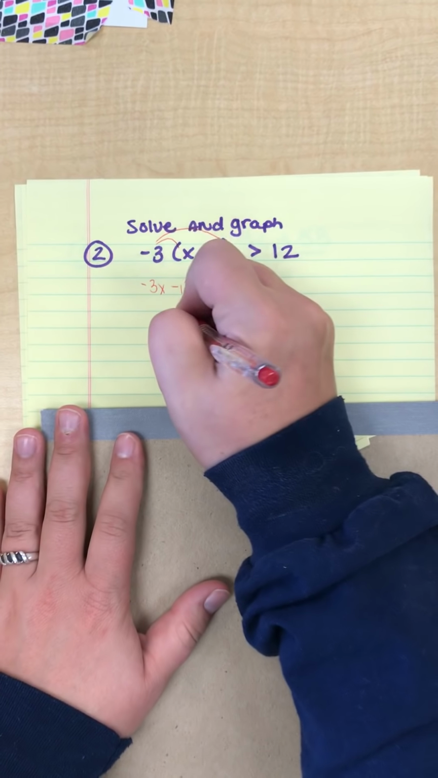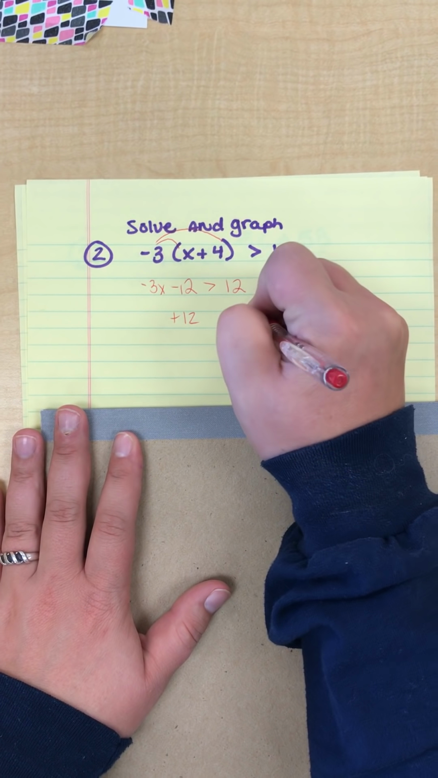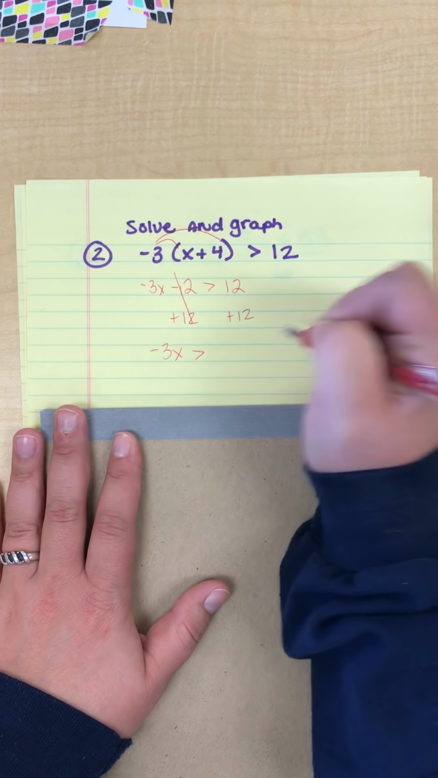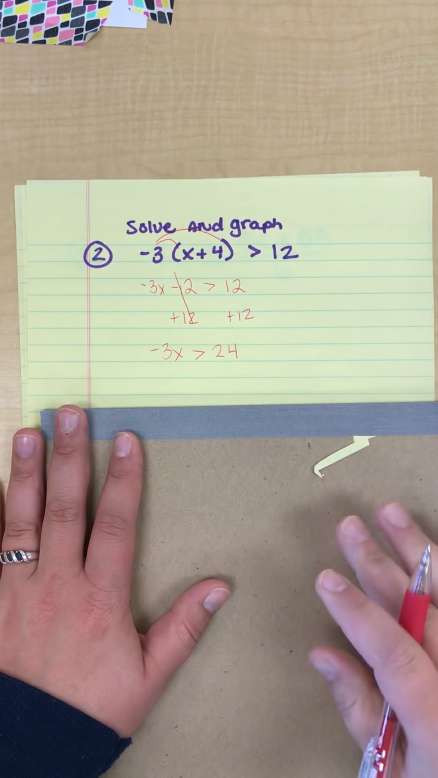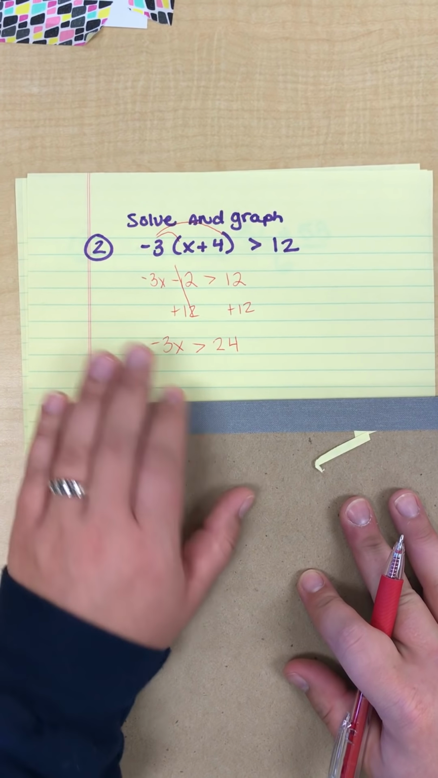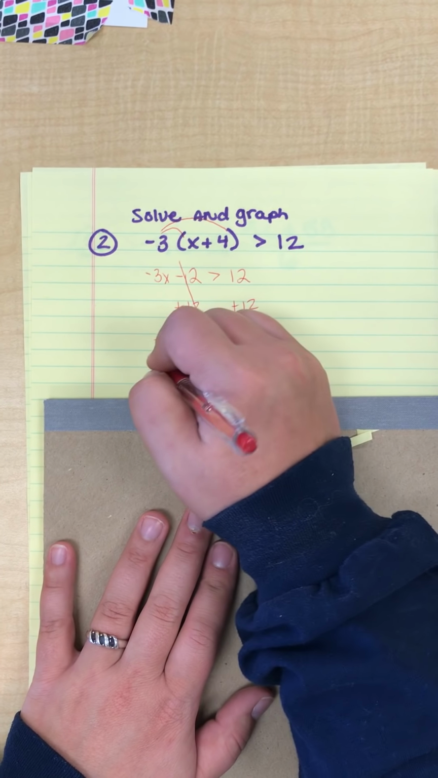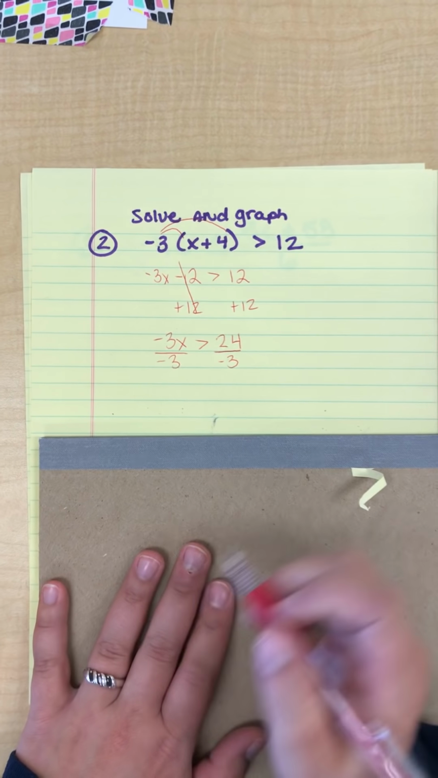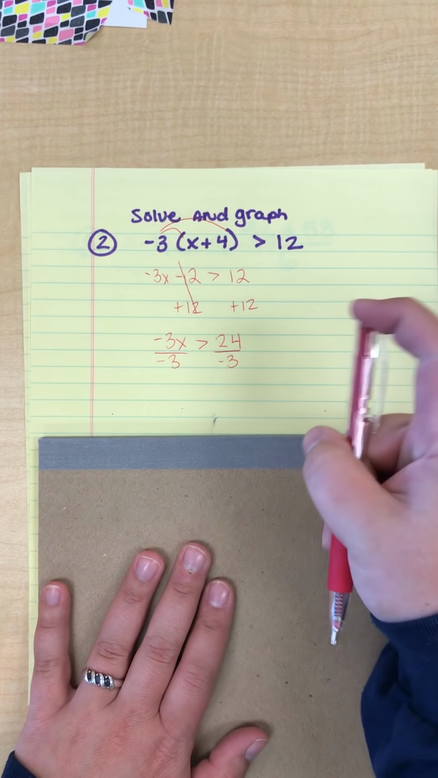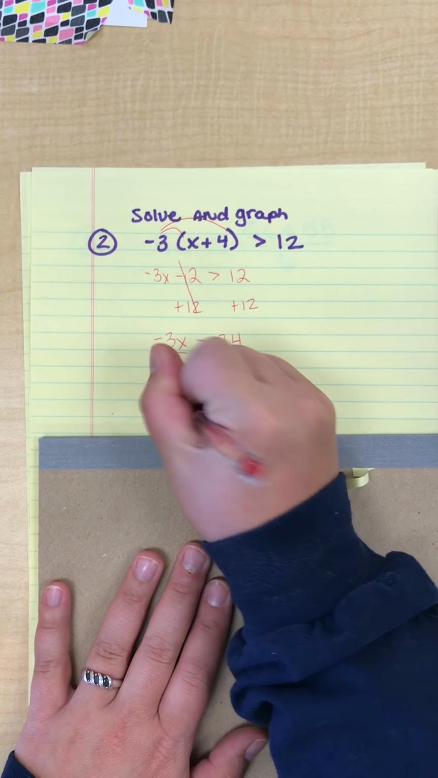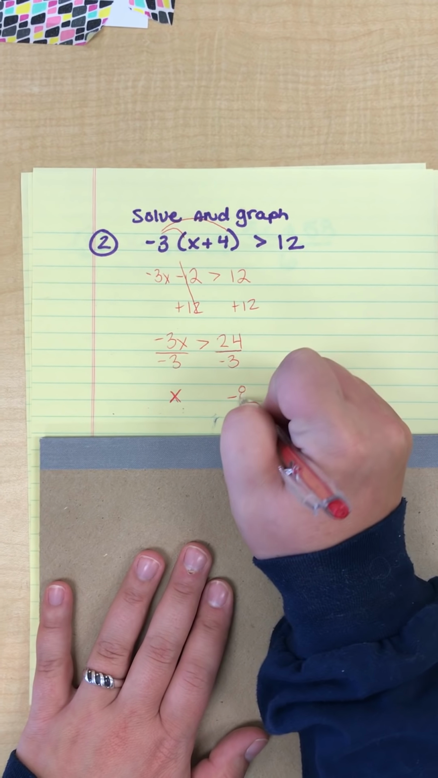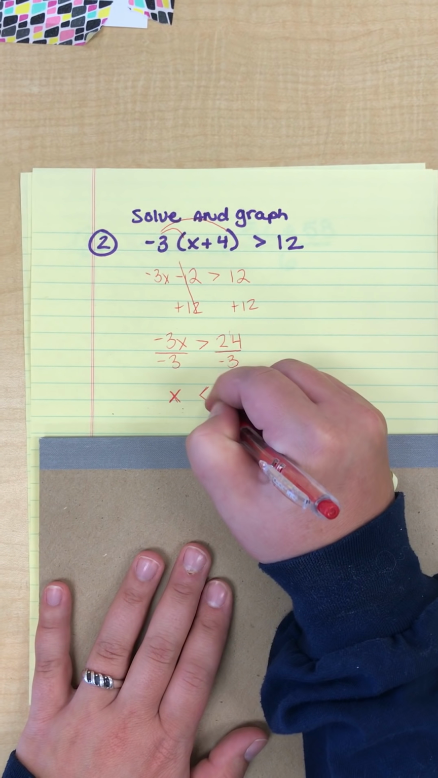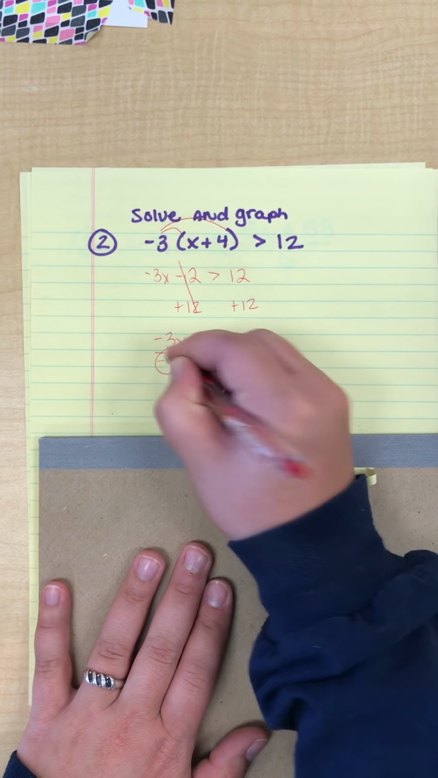I'm going to add the 12 to both sides. So those cancel. I'm left with negative 3x, my symbol, and a 24. My last thing I need to do is actually divide by negative 3. Because I'm dividing by a negative on both sides, I'm going to put my x down, and I'm going to put the negative 8 over here because these two divided give me negative 8. But now I need to flip my symbol because I divided by a negative on both sides.